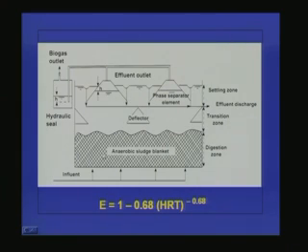So this is a typical UASB reactor, and it has three zones. One is the settling zone, another is the digestion zone, and the third is the transition zone. And if you want to see the efficiency of the system, here also we can use an empirical formula to get the efficiency of the system. The empirical formula usually used is E = 1 - 0.68 HRT^-0.68. Here also the HRT is in hours.